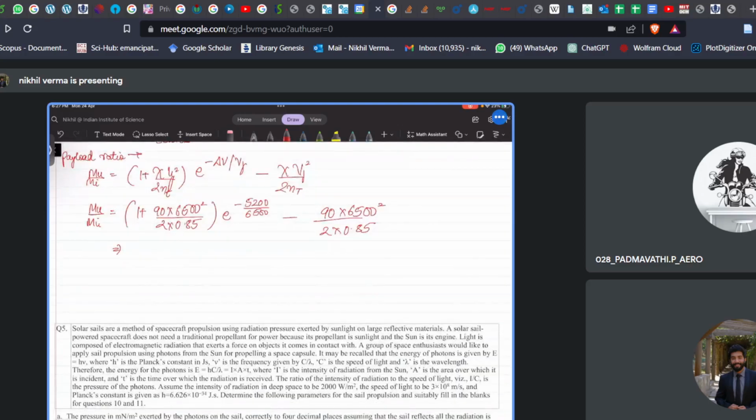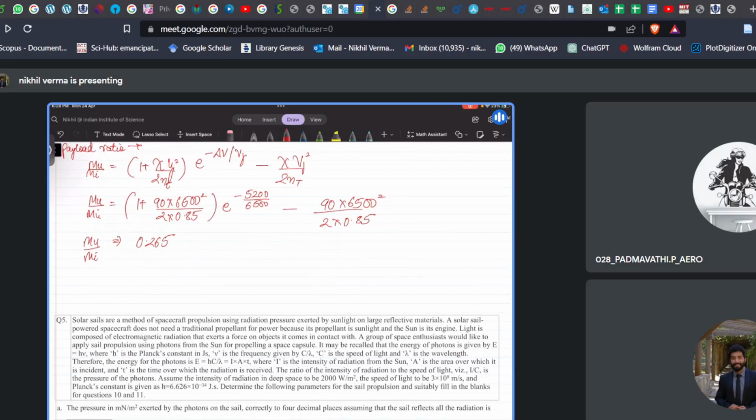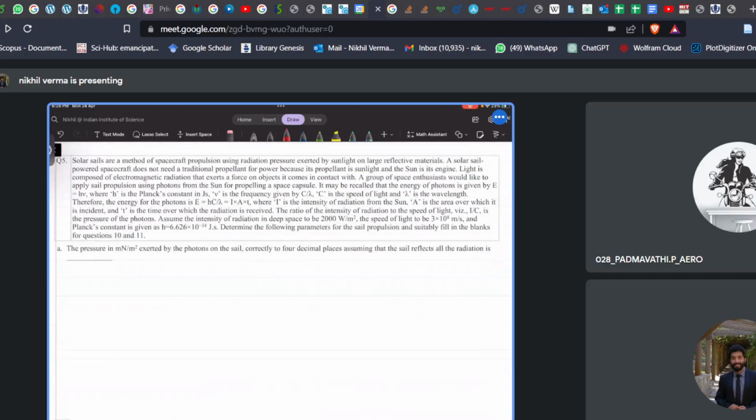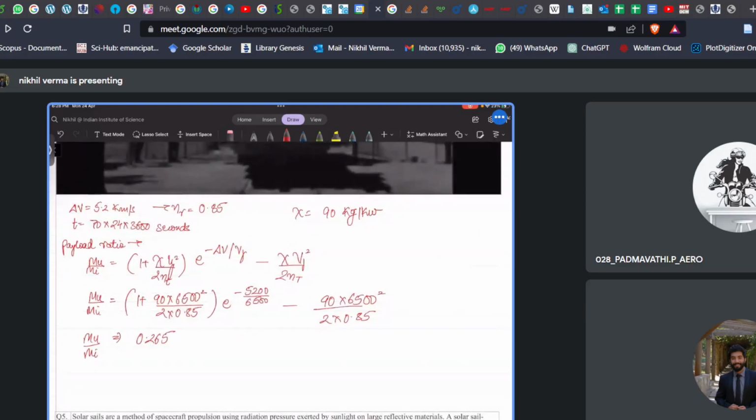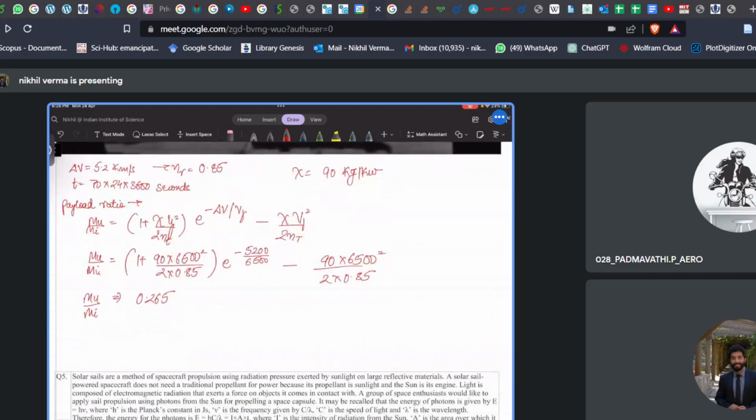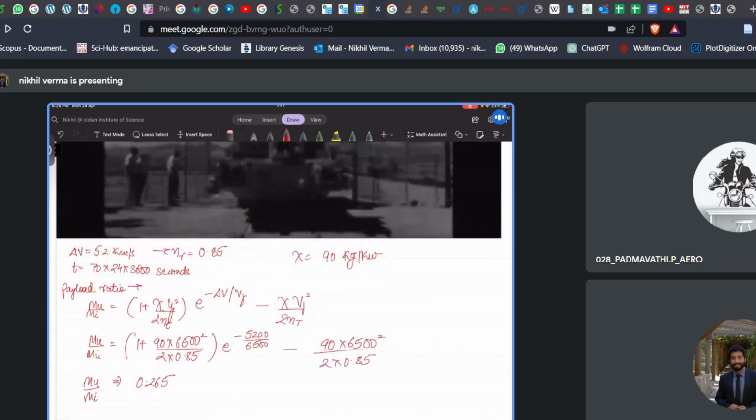We'll get the value as mu by mi, which will come out to be 0.265. Okay, I hope this is clear, right?